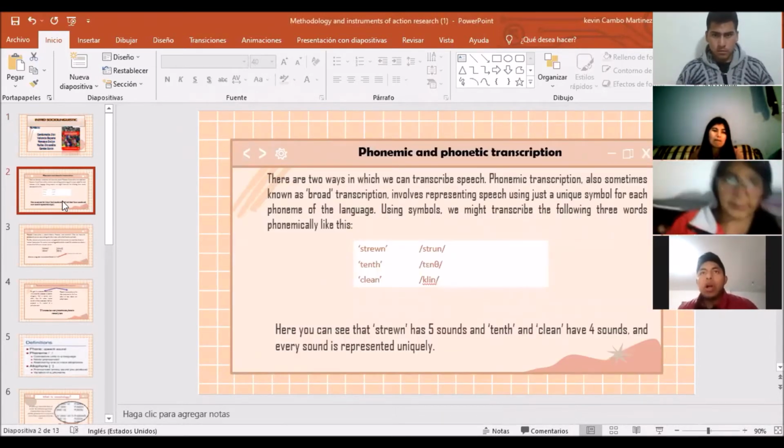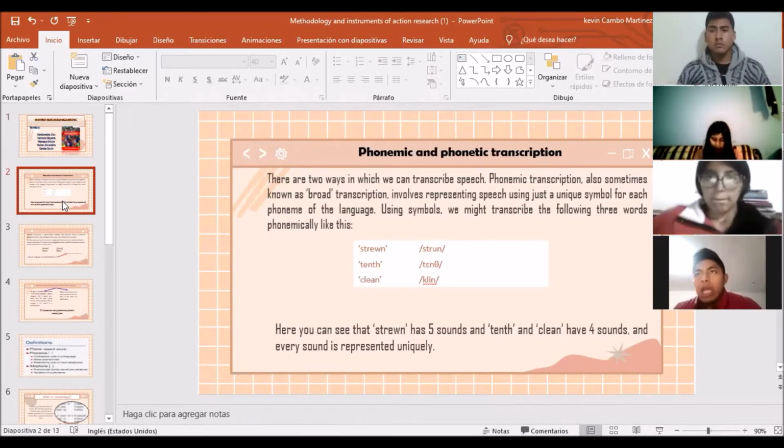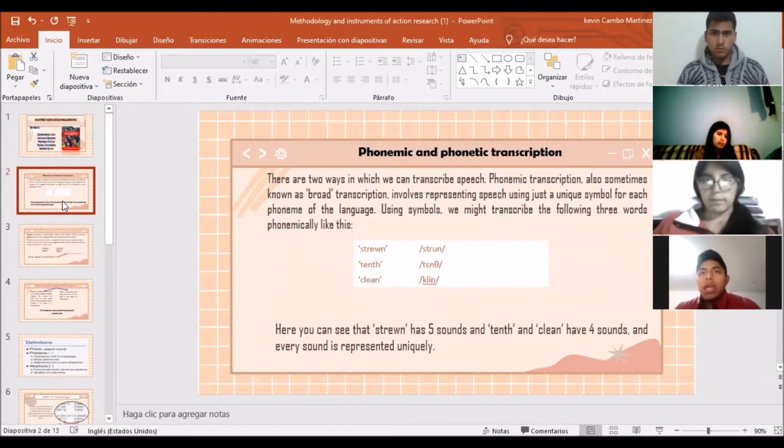Phonemic transcription, also sometimes known as broad transcription, involves representing speech using just unique symbols for each phoneme of the language. Using symbols, we might transcribe the following three words phonemically like this. Here you can see that "string" has 5 sounds and "it" and "clean" have 4 sounds.